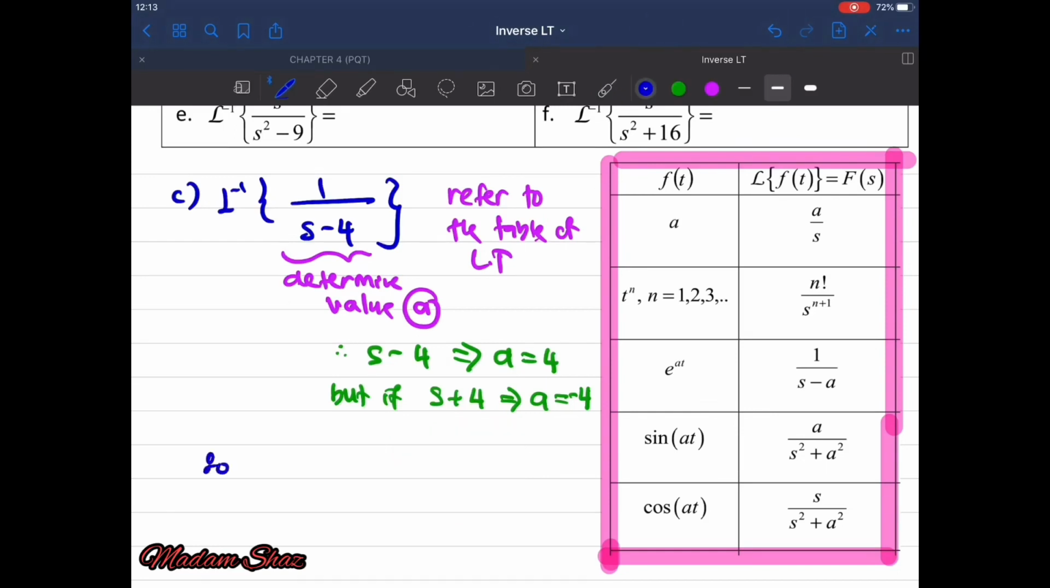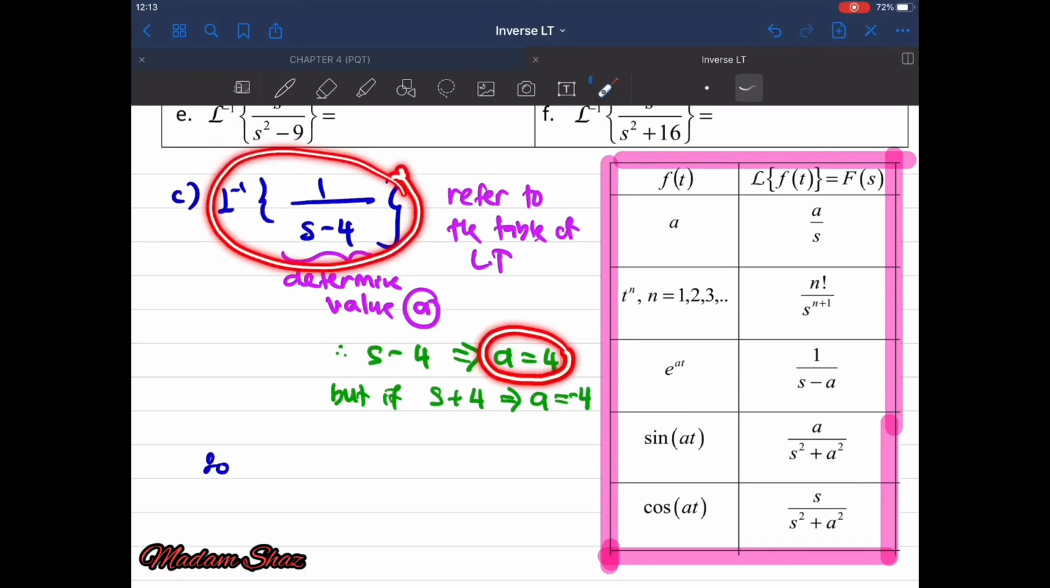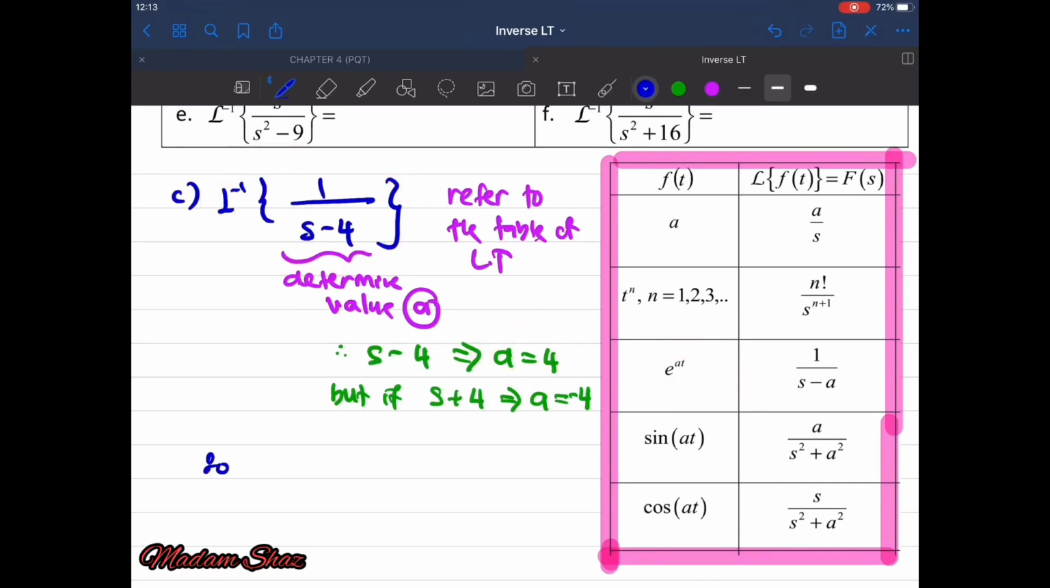Therefore, from here, Laplace inverse of 1 over s minus 4, we know that our a is equal to 4. So our inverse Laplace transform will become e to the power of at. Therefore, our answer will become e to the power of 4t.